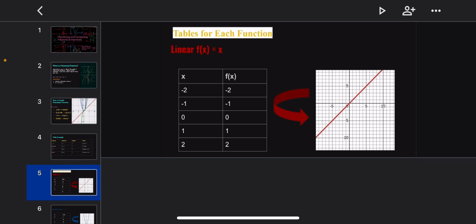First, the linear function. It has a straight line shape, and since there is no exponent, which means our degree is 1, the values of x will always equal the values of f of x, which is y. That's why it's a straight line. When you evaluate minus 2 to the power 1, it will be minus 2, minus 1 will be minus 1, 0, 0, etc.